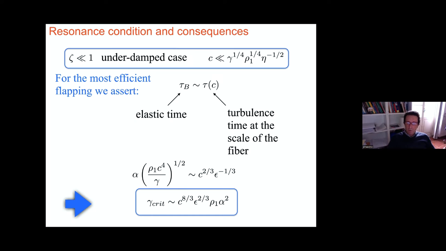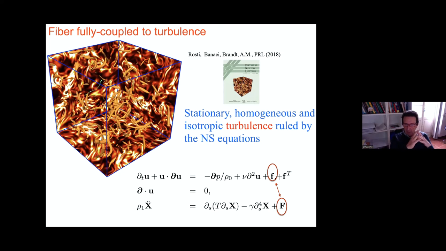So how to verify this condition, how to understand the meaning of this critical value of gamma identified in this way? It should be associated to a resonance, but of course we have to verify that in terms of numerical simulations. And this is the first numerical simulation we did several years ago. It is actually the beginning of this activity.